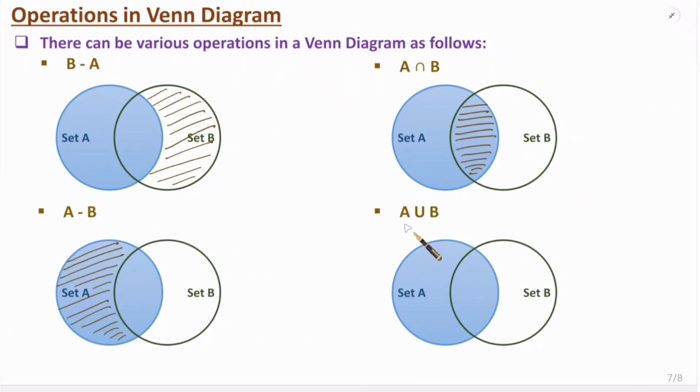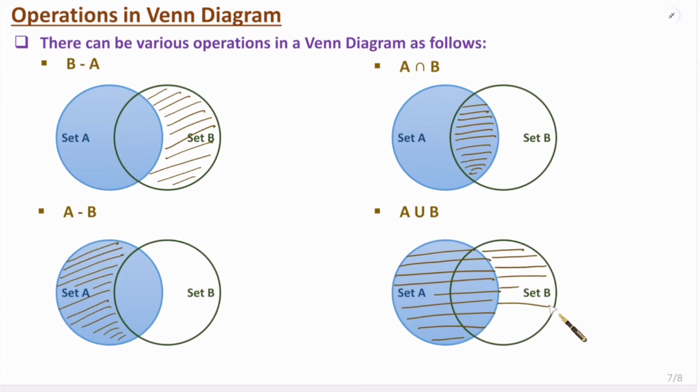And if you talk about A or B, it means here all the possible variables which are there inside A and B that we need to consider. Means here all the variables of A as well as all the variables of B that we should consider, right? So these are the basic operations that one should know.